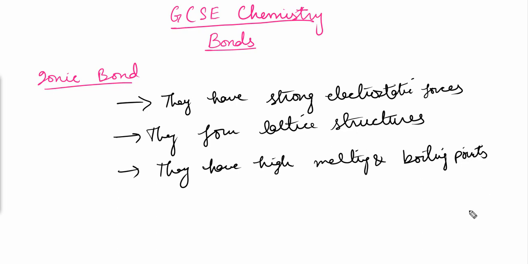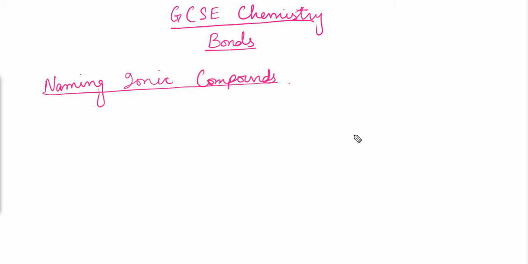Alright, so these are some of the properties of the ionic bonds. Now let's see how we can name the ionic bonds. We have to see the naming of the ionic compounds. The compounds that are formed by the ionic bonds are called the ionic compounds. Let me write down some ionic compounds, and let's see how we can name them.